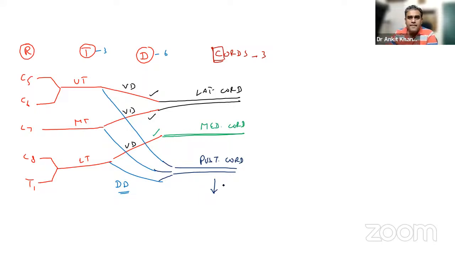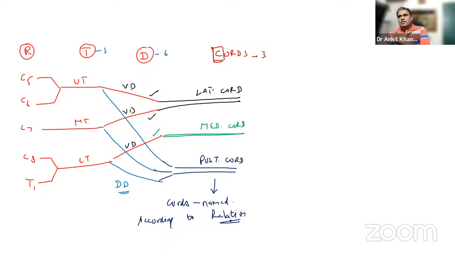It can be. So they are named. The chords are named. How? The chords are named according to their relation to another structure. Which structure can it be?